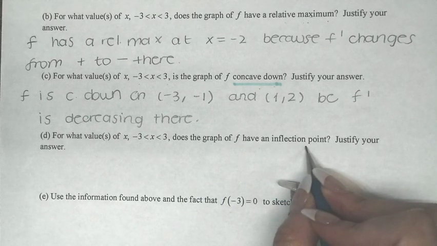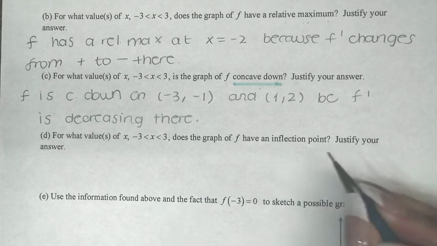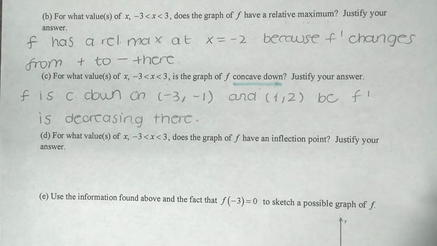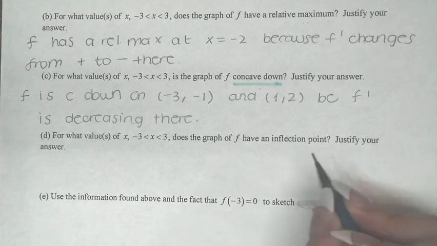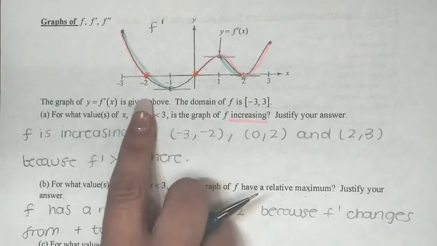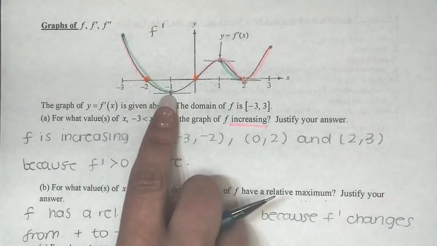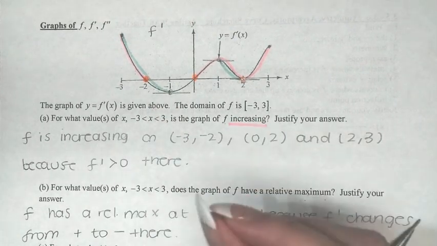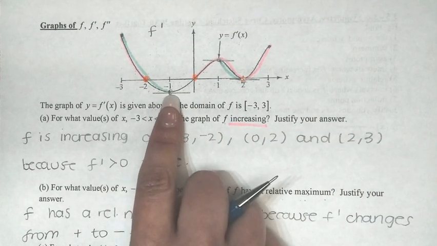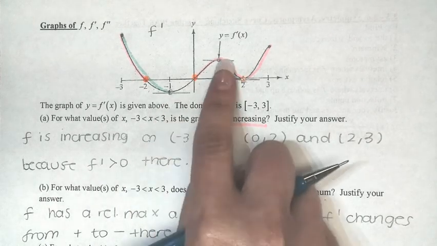Justify your answer. So to remember the definition of inflection point, you know that to find an inflection point, you have to have the second derivative equal to 0 or does not exist, and there must be a sign change. So we need a horizontal tangent line or some situation where the derivative does not exist, which is not happening here.